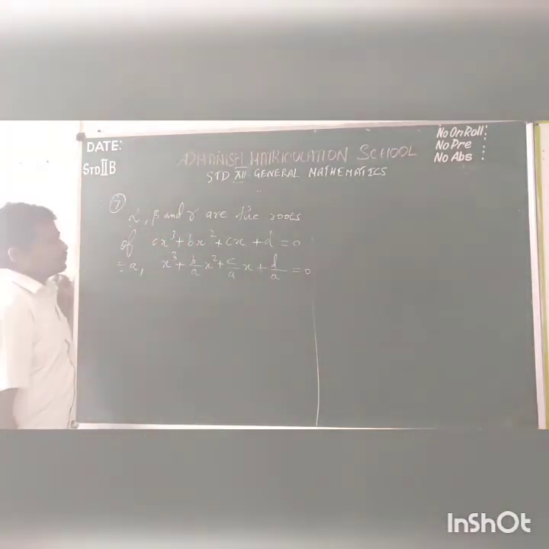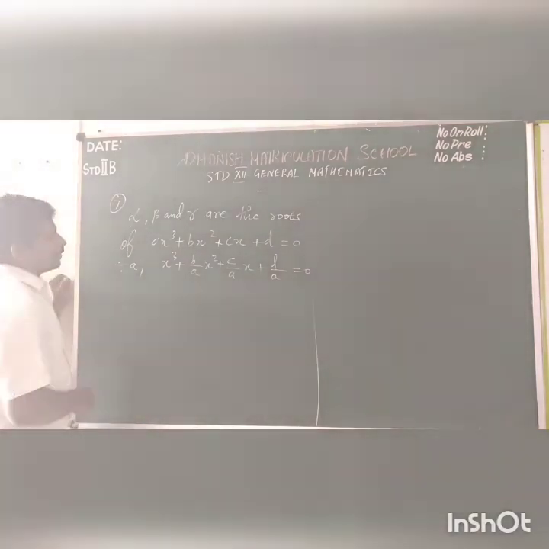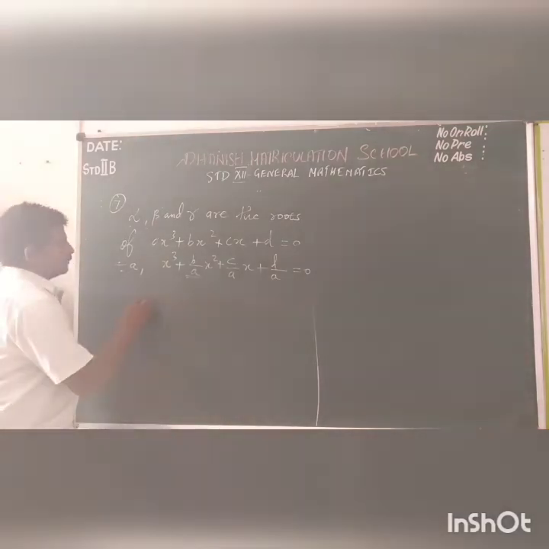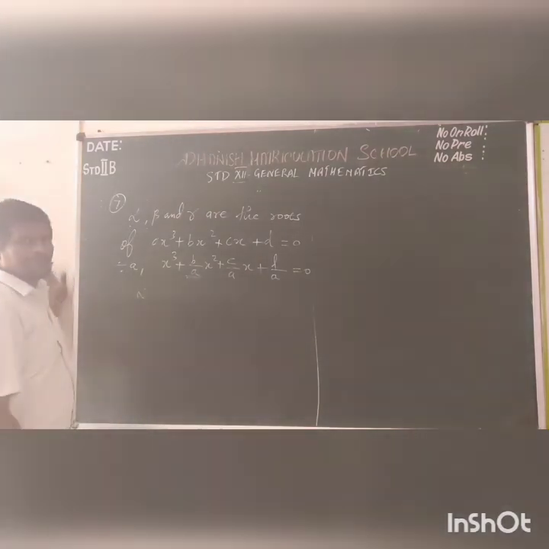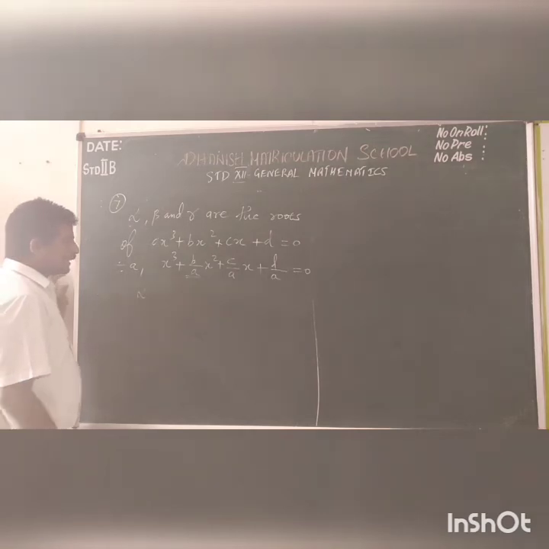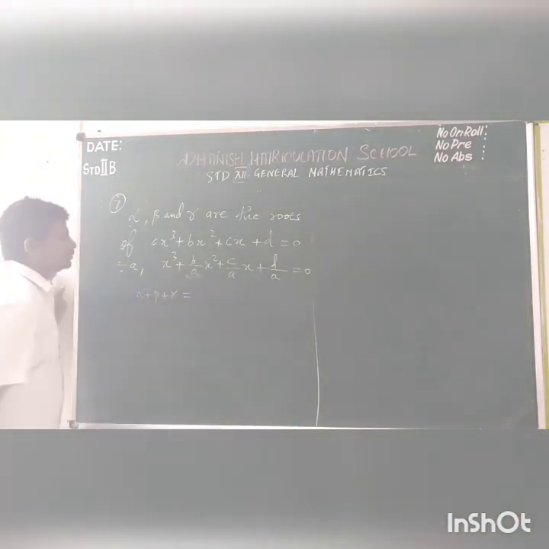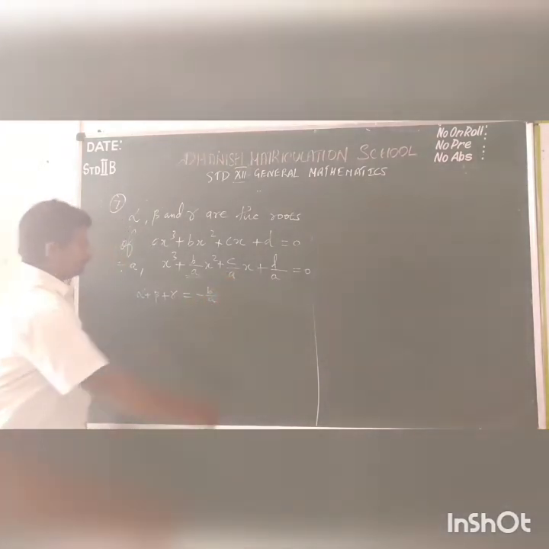Now I'm going to apply Vieta's formula. By applying Vieta's formula, this value b by a is the value of the sum of the roots. So, sum of the roots taken one at a time, alpha plus beta plus gamma, equal to minus b by a.